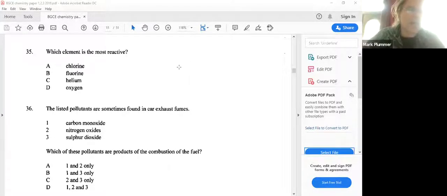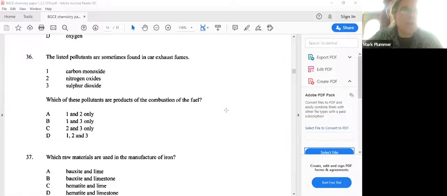This one, it depends how you've been taught it. If you've been taught that you get sulfur dioxide in fuel, then the answer is D, and that's what I put. But just be aware that sometimes the sulfur gets taken out of fuel, so sometimes sulfur dioxide is not produced in fuels. But for number 36, I wrote D. All right, so the answer to 36 is D.